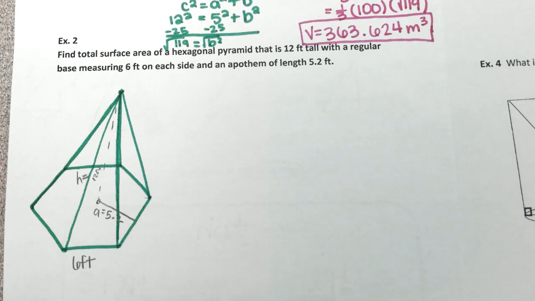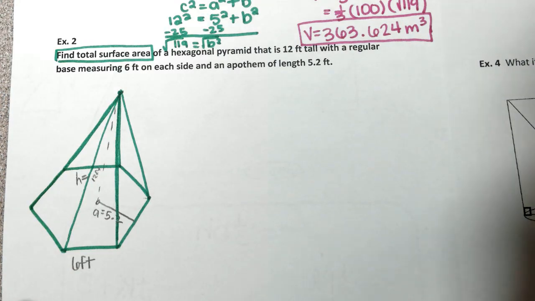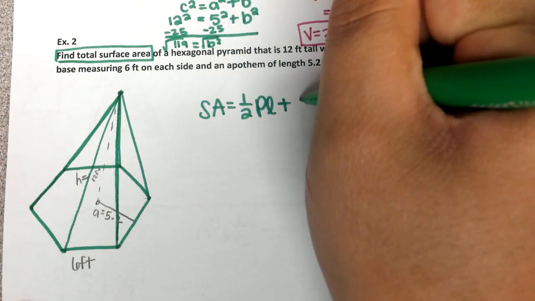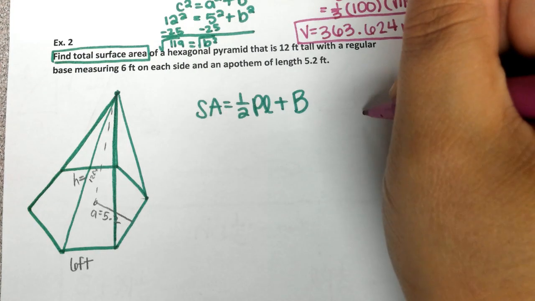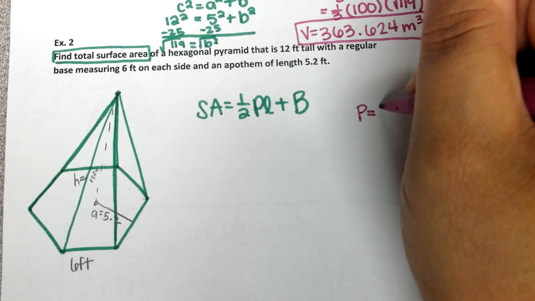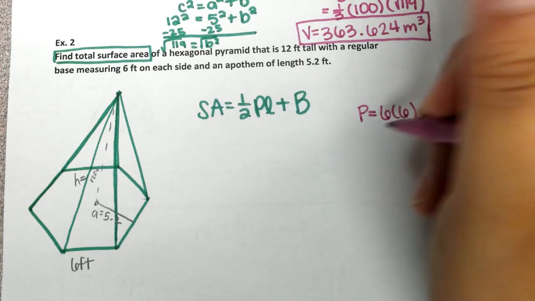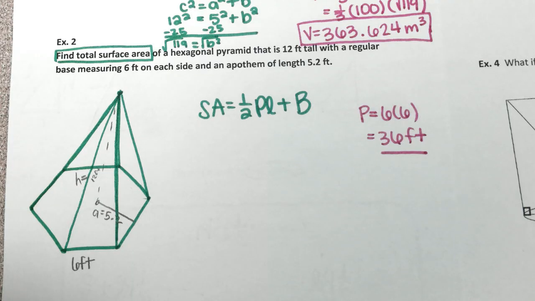Well, what am I looking for here? What is it asking me to find? Total surface area. What is the formula for total surface area? Half PL plus B. So what are the three things I'm going to need here? Perimeter. What is my perimeter here? 36. 6 sides, 6 feet each. The perimeter is 36 feet. Does everybody agree with that?